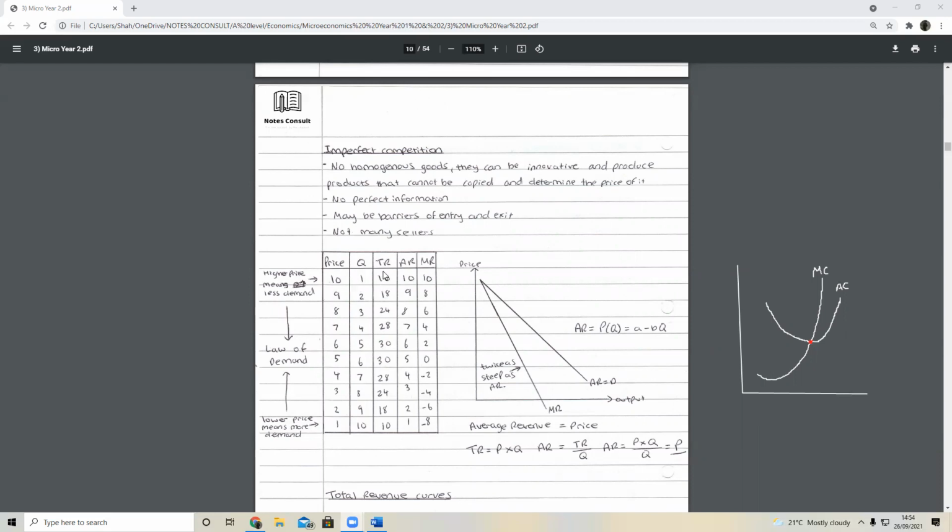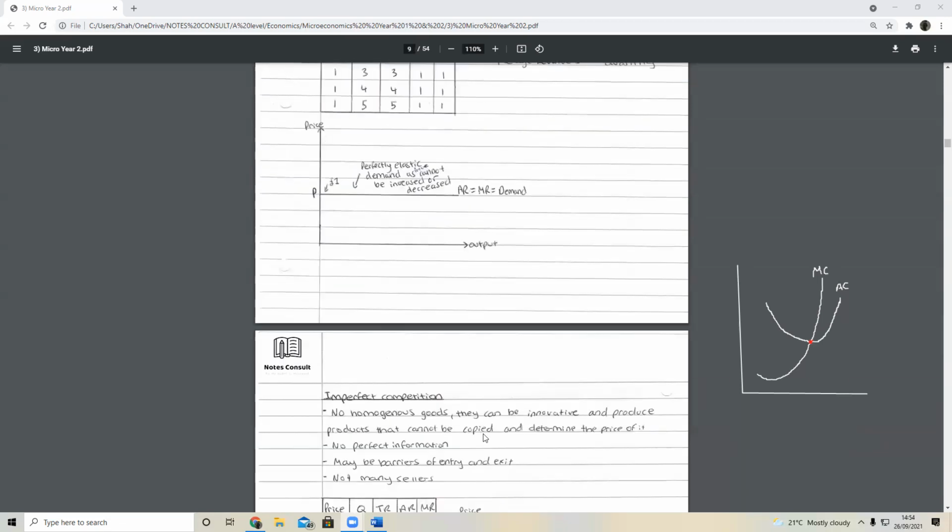But we can work out the total revenue, average revenue, and marginal revenue anyway. What would the total revenue be for the first unit produced? It's going to be 10. What's the average revenue of that? It's the total revenue divided by the quantity, which is 10 divided by 1. What's the marginal revenue? The marginal revenue is going to be 10 as well because we went from 0 to 1 quantity and that gives us a total revenue of 10. And we can do the same for all of this, and we get different figures.